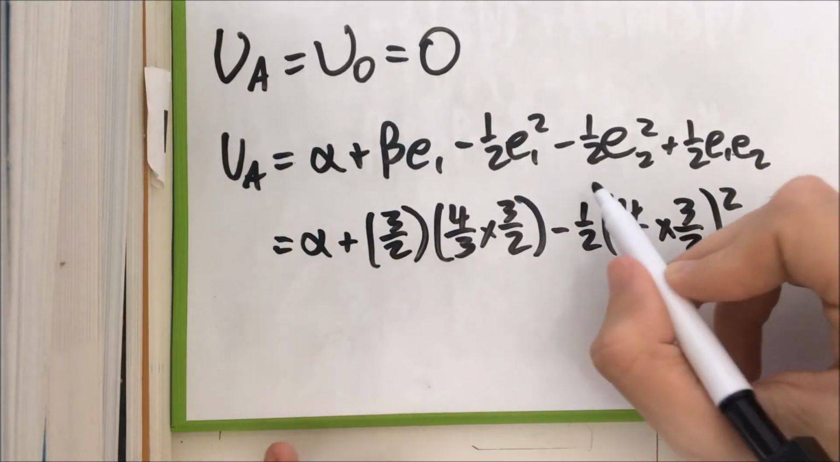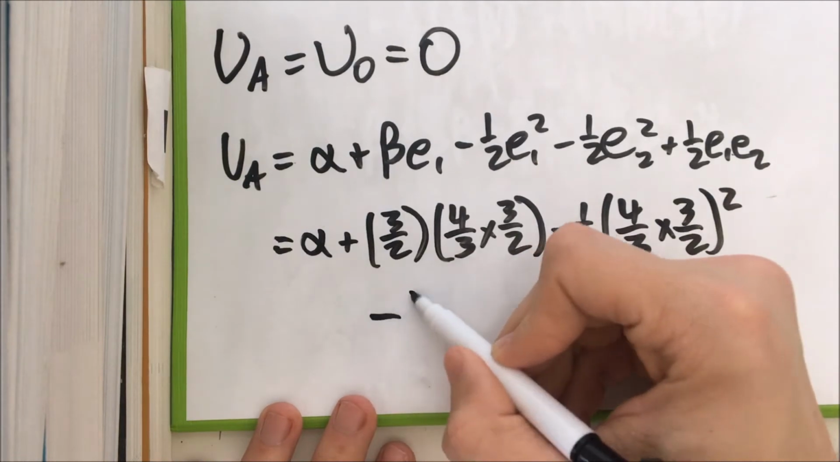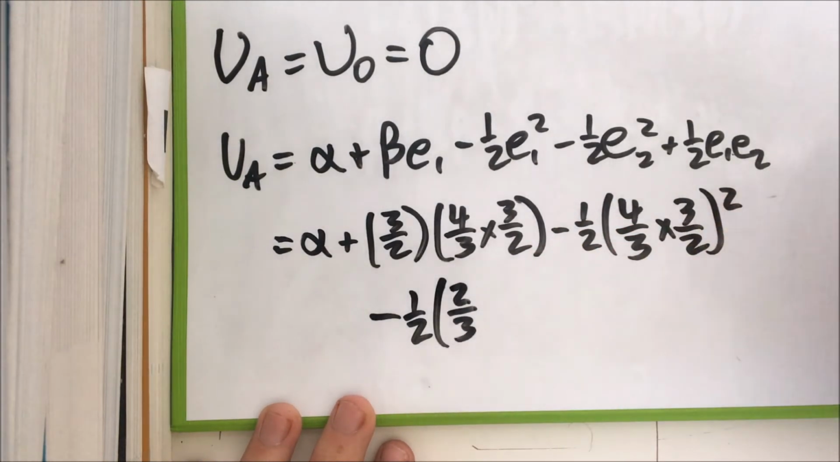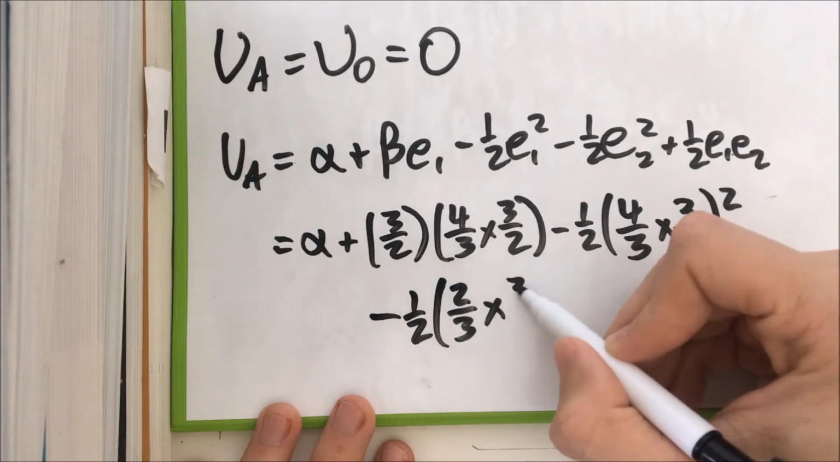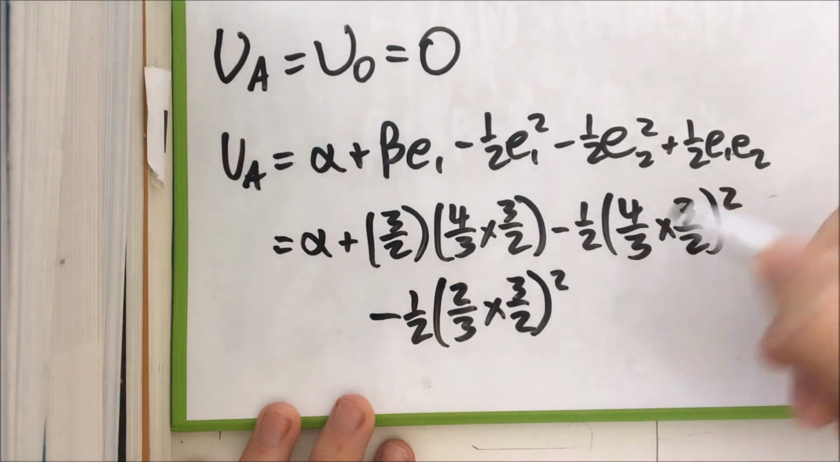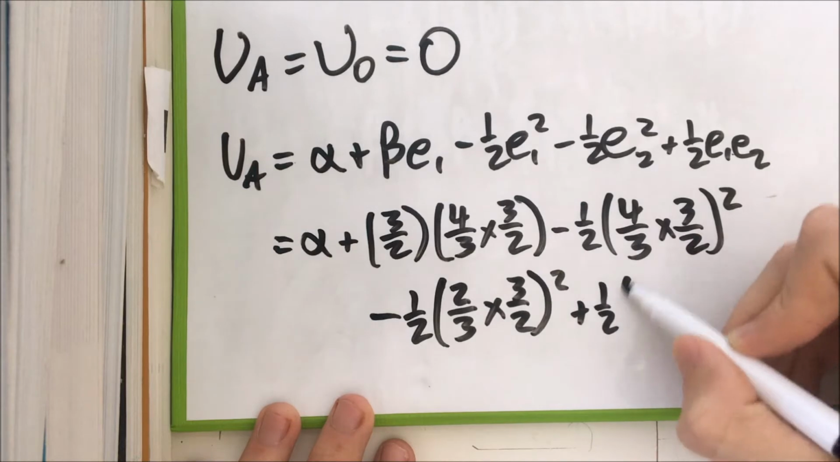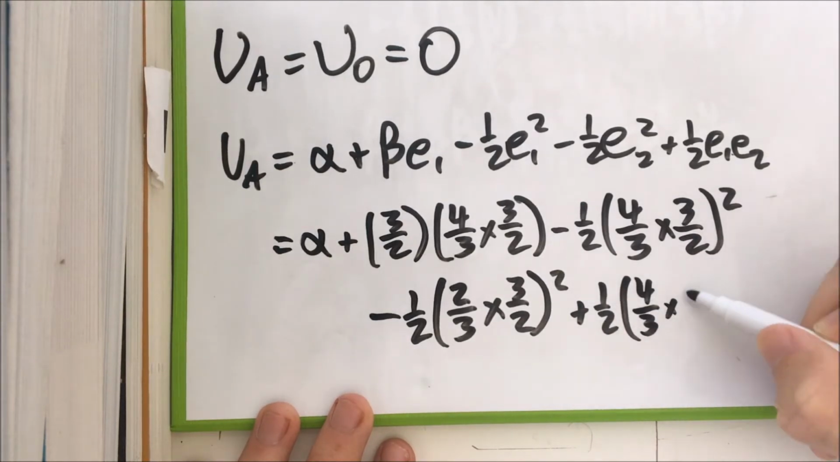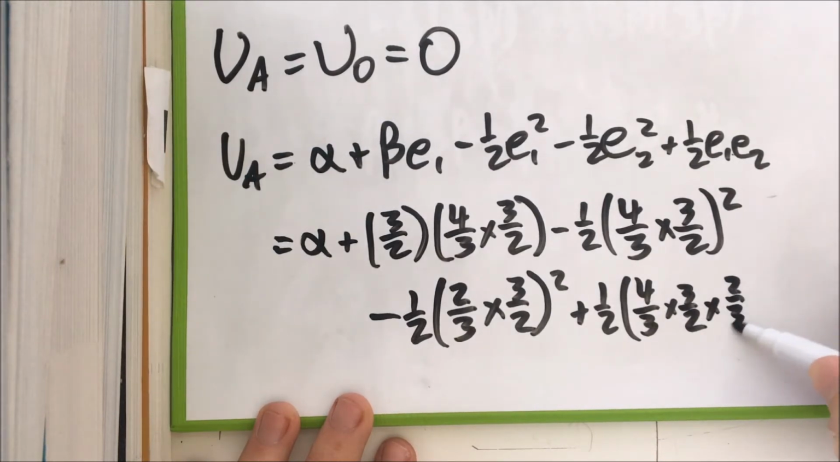Now I'm just going to come down here so we don't run out of space. Minus half E2 squared, where E2 was 2 on 3 beta, and remember beta is 3 on 2, squared. Plus half E1, which was 4 on 3 beta, which was 3 on 2, times E2, which was 2 on 3 beta, times beta, which was 3 on 2.